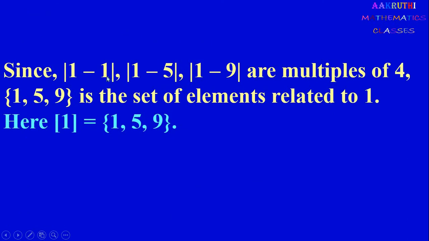Now here |1 − 1| is 0, |1 − 5| is 4, and |1 − 9| is 8. These are all multiples of 4. Therefore 1, 5, 9 are related to the element 1 in the given set. So therefore the equivalence class of 1 is {1, 5, 9} only. Therefore the elements related to 1 are 1, 5 and 9 only.